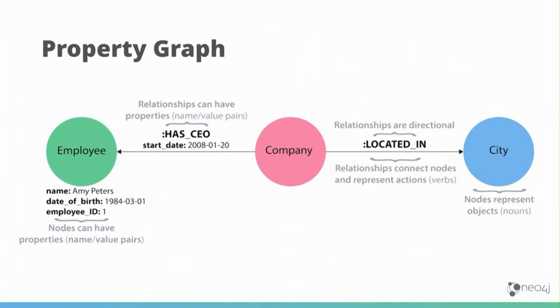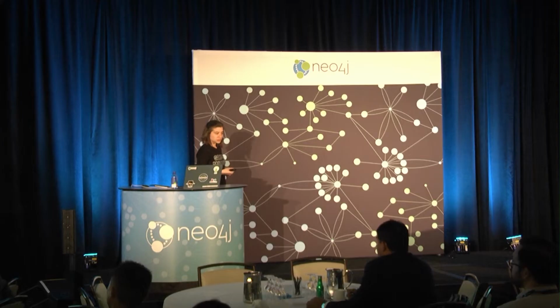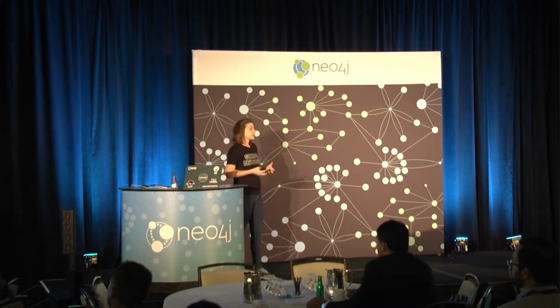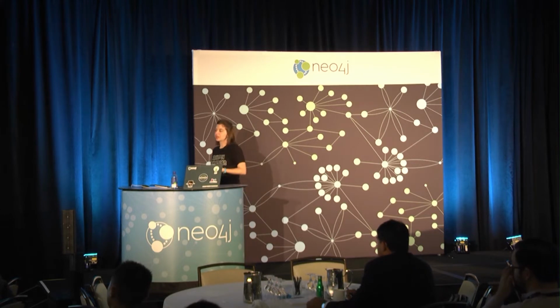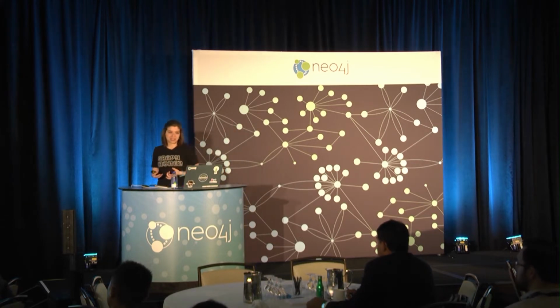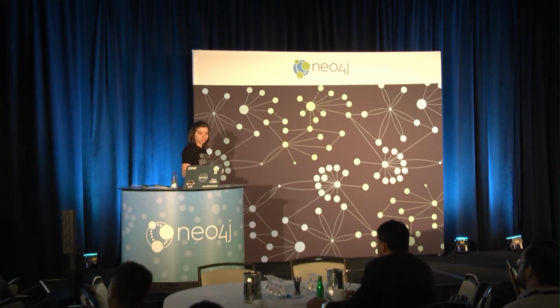So we're adding now some name value pairs that are properties to give the data a little bit more information and background. We have a particular employee with a name, date of birth, employee ID, and that company is located in a particular city. So it allows you to focus really on the individual entities and the relationships between those, and then add a little bit more detail and context to your nodes and relationships in the form of properties.